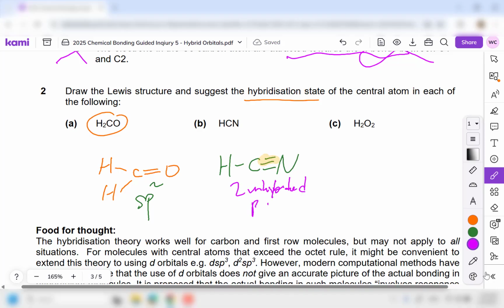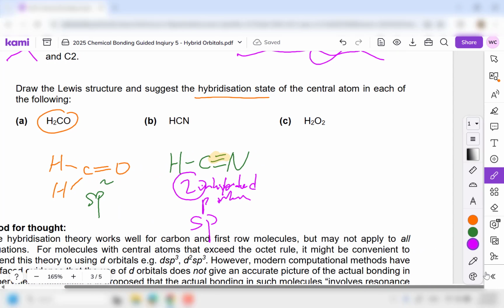Yeah, so if it has 2 unhybridized p orbitals, the hybridization state of the carbon must be sp, because it only utilizes one s and one of the p orbitals to form the hybrid orbitals. Okay, so that's how you can tell. Yeah, so again, looking at the number of pi bonds helps greatly. Now, C is a bit harder.